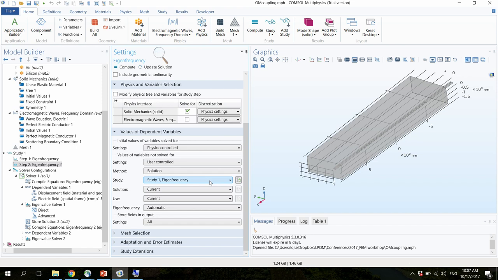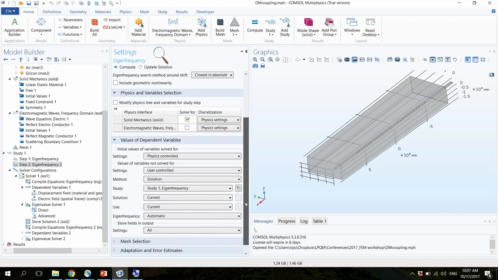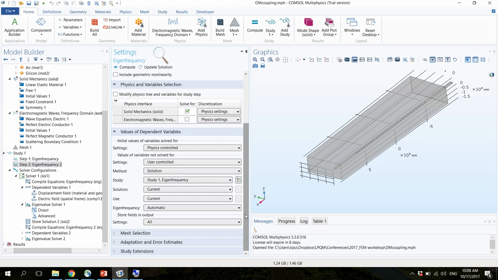You have to type eigenfrequency, which is from study one, the optical properties. And in the solution, if you already have the solution, you can just put the desired solution here. So basically, after you finish the optical simulation, you get the optical mode that you are interested in, and you put in the frequency or the result that you need for the optical properties. As a result, for the mechanical simulation you would also consider the optical field here. This is the way that you couple optics and mechanics together.